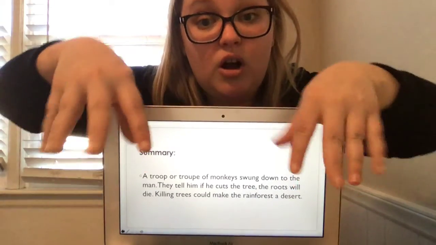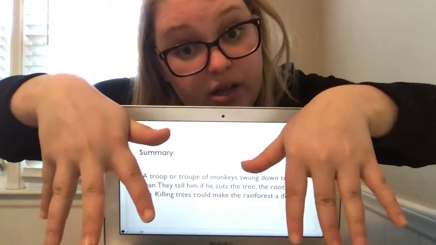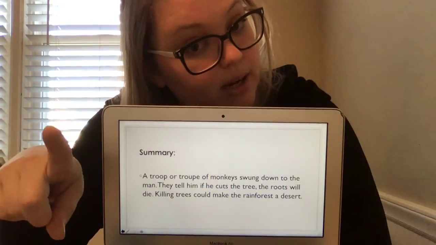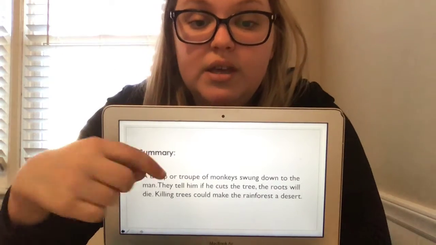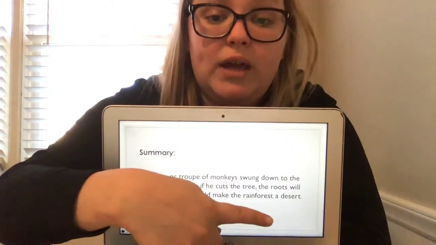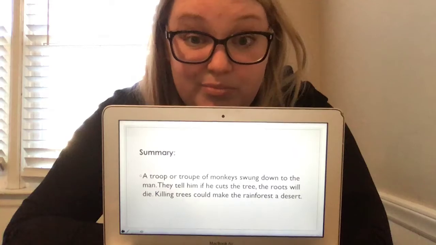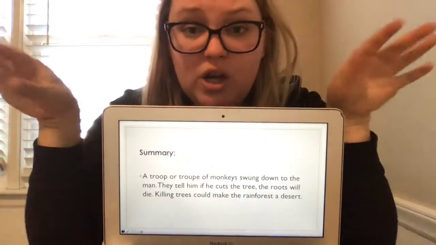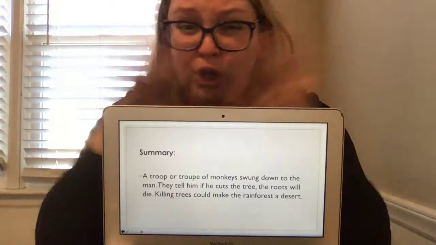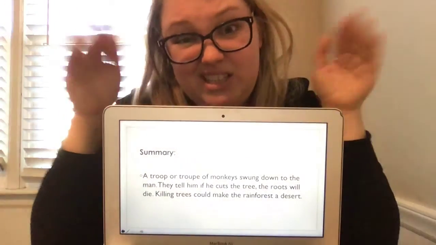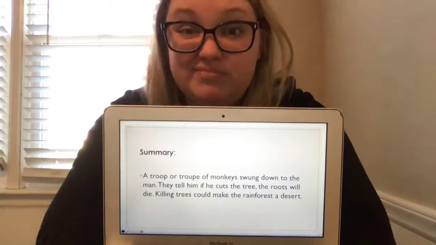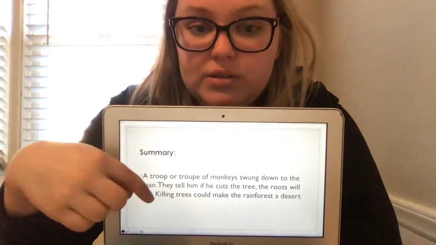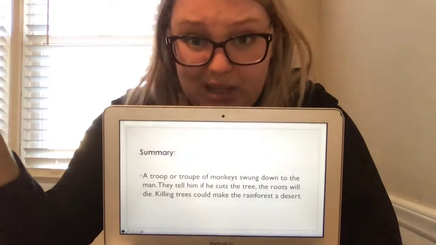Remember, roots are the part of the tree that goes into the soil or dirt. We talked about this also in Flowers and Insects. So killing trees could make the rainforest a desert. Because if you cut all the trees, the water has nowhere to go and it'll just be dirt, which is a desert, right? Just dirt or sand or dust. And we don't want a desert in the rainforest. We need lots of flowers. So the monkey says, please don't make the rainforest a desert.